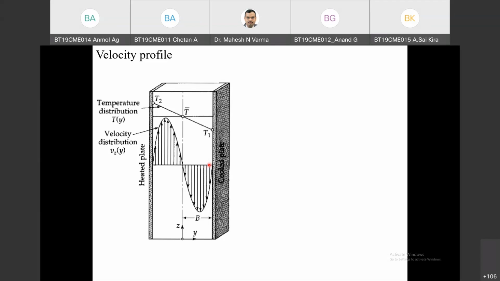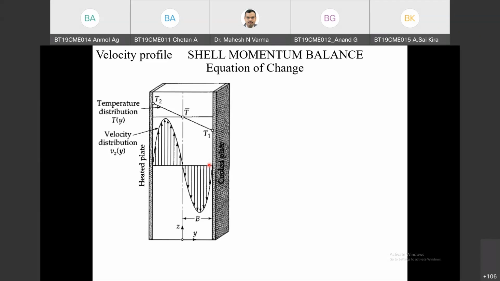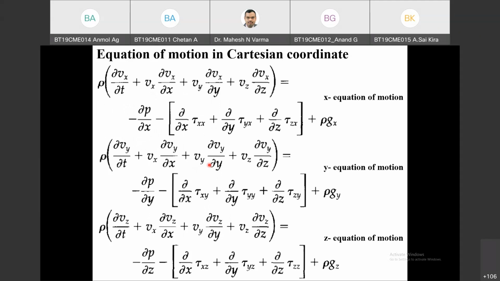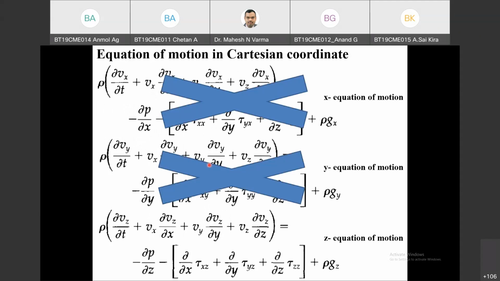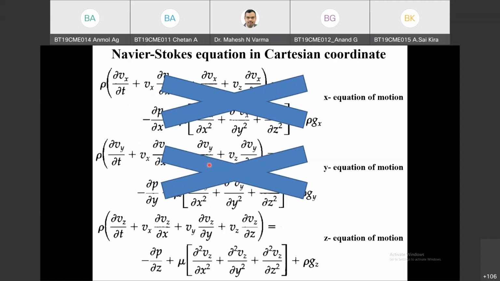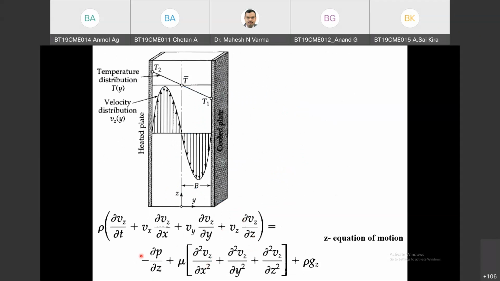Okay. So we need to take a shell momentum balance or equation of change. This is the X equation of motion, Y equation of motion, and Z equation of motion, and we are discussing a constant viscosity system. So we can use the Navier-Stokes equation, the Z equation of motion. Velocity is not varying with time. Steady state. We are considering steady state, hence this is equal to 0.